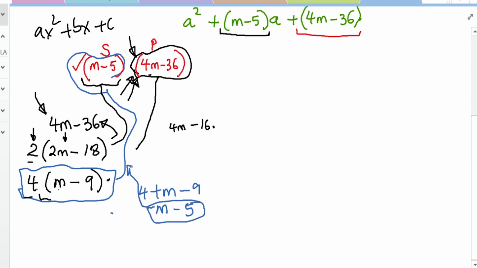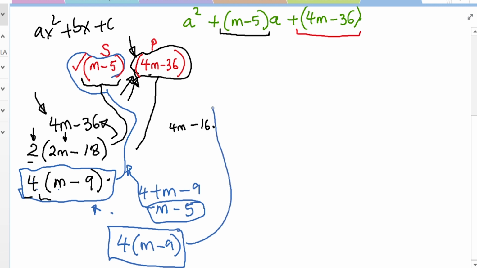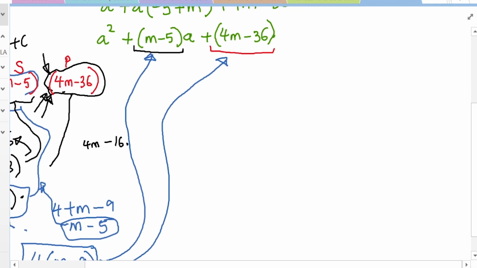You realize it's adding up. So it means that these are our factors. These are the two factors we're going to get, 4 and m minus 9. These are the two numbers here. We're talking about that when we add them, they give us this, and when we multiply them, they give us that. So let me rewrite this here and continue with our working.